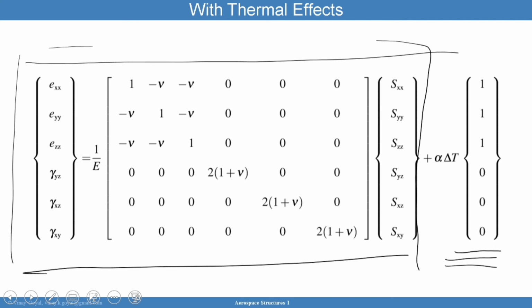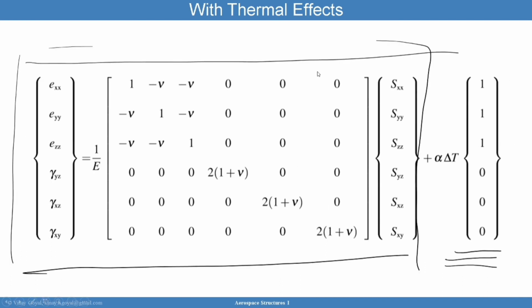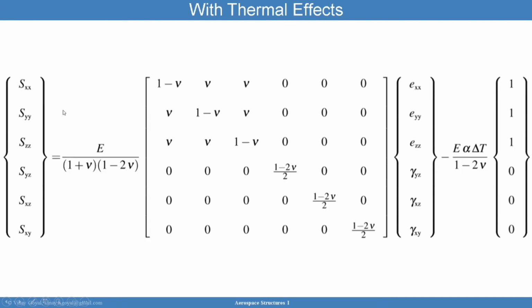This term accounts for thermal effects. And so that's a coefficient of thermal expansion, which can be measured. And delta T is the final temperature minus the stress-free temperature. And this is the column vector, this is the way it looks. You can then invert this whole relationship, and once you do that, you get stress in terms of strain, and this is what you get at the end.